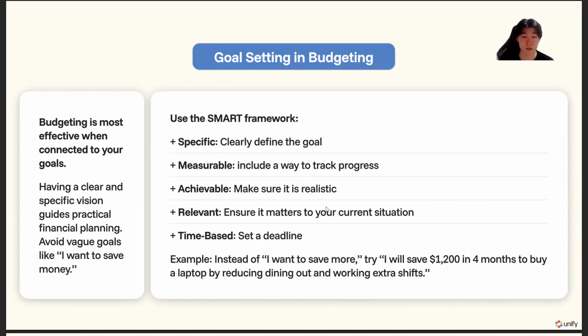First, the S stands for specific. Clearly define the goal. Then measurable. Include a way to track the progress of this goal. Then achievable. Make sure it is realistic. And make sure that it's also relevant. Ensure it matters to your current situation. And lastly, make sure it's time-based. Set a deadline. For example, instead of I want to save more, try I will save $1,200 in 4 months to buy a laptop by reducing dining out and working extra shifts.